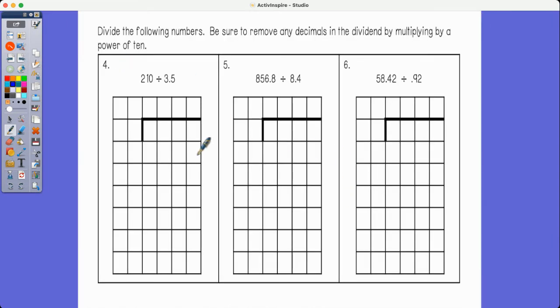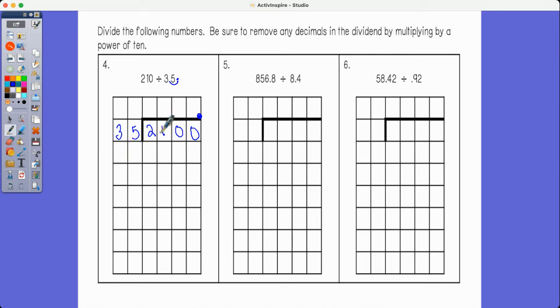Okay, so now we're going to practice dividing these numbers. So this is 210 divided by 3.5, so I'm going to put my 210 on the inside, and I have 3.5 on the outside. I need to make this a 35, so I'm going to move it over once. Whatever I do to the outside, I'm going to do to the inside and bring my decimal up. Okay?